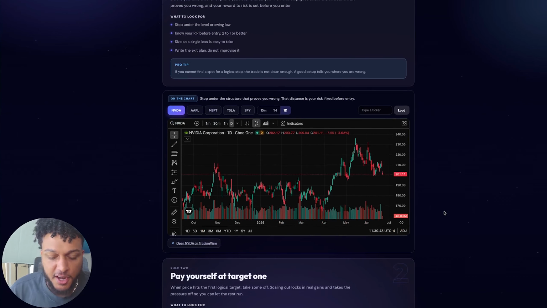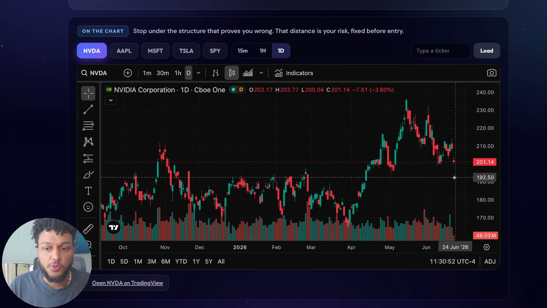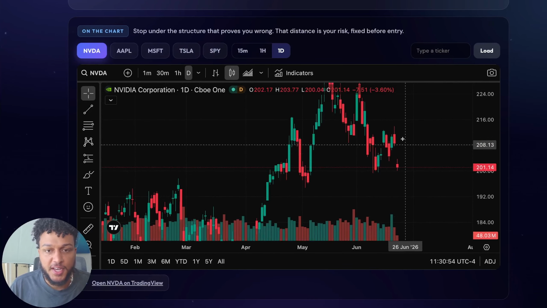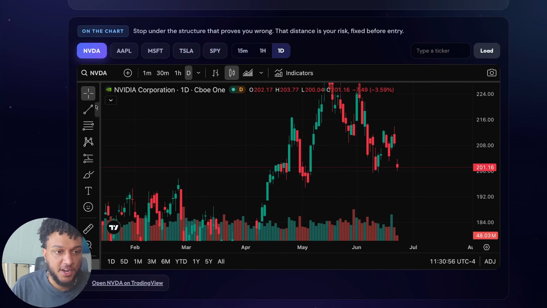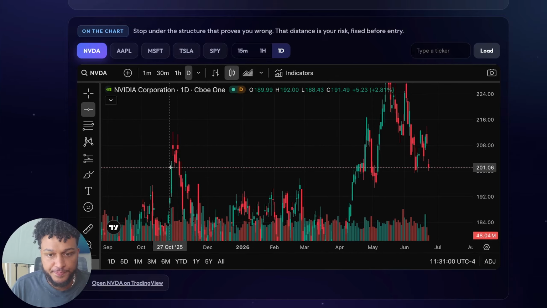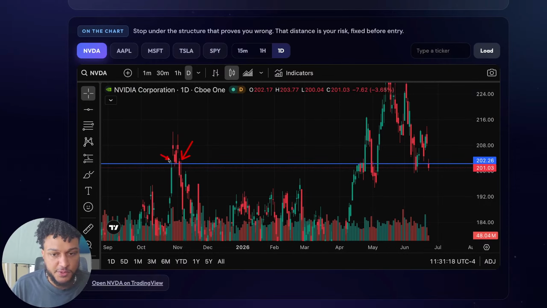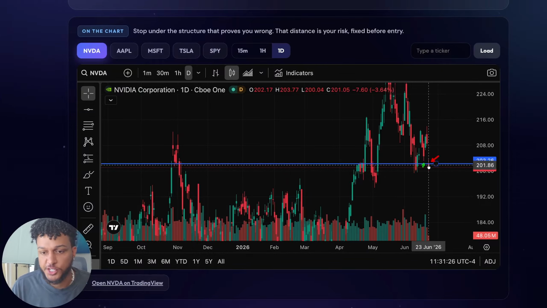So let's look at NVIDIA here, for example. Let's zoom in so you can see this very clearly. One of the key levels we had marked out on NVIDIA is 202. If you don't know where 202 comes from, it comes from this level right here on NVIDIA where you reject it multiple times. Resistance, resistance, support, support, support. Now you're trying to flip that level back into resistance today on June 23rd.